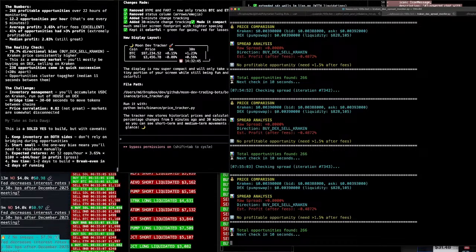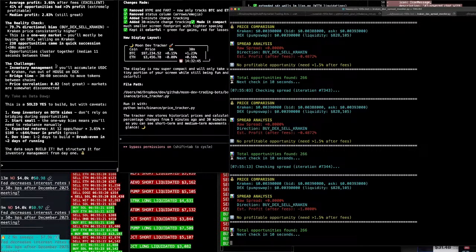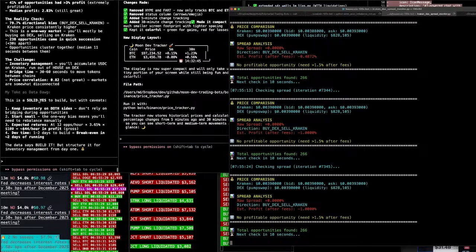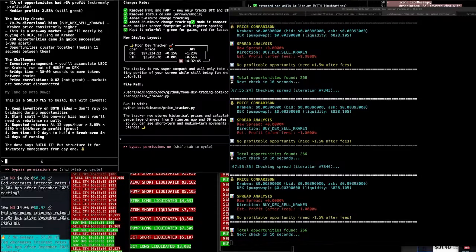Still great. The reality check: 79.7% directional bias. Buy on DEX, sell on Kraken. Kraken price is consistently higher. This is a one-way market. You'll mostly be buying on DEX, selling on Kraken. 238 opportunities came in quick succession. Interesting. Opportunities cluster together.